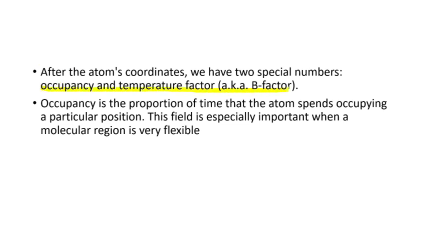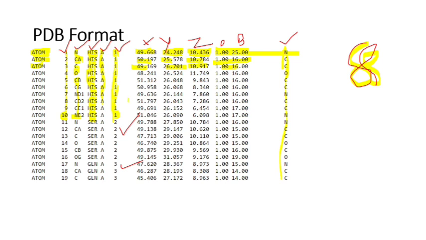So occupancy and temperature factor, that is the B factor. Occupancy is the proportion of time that an atom spends in occupying a particular position. The field is especially important when a molecular region is flexible. Some regions of amino acids are flexible, as in the psi and phi angles of the Ramachandran plot you have seen. So if an atom is present in such a region, the occupancy tells about the proportion of time the atom spends in occupying a particular position. That is called the occupancy.